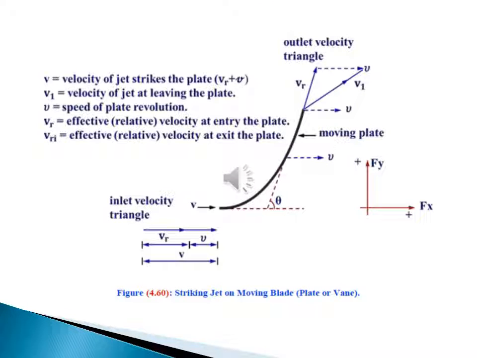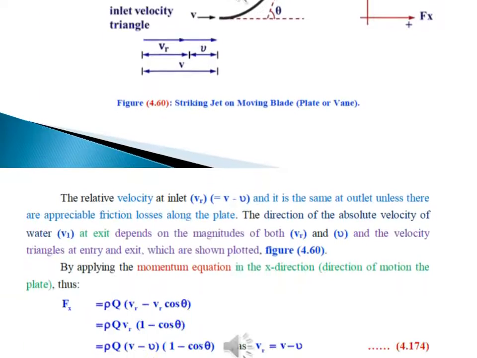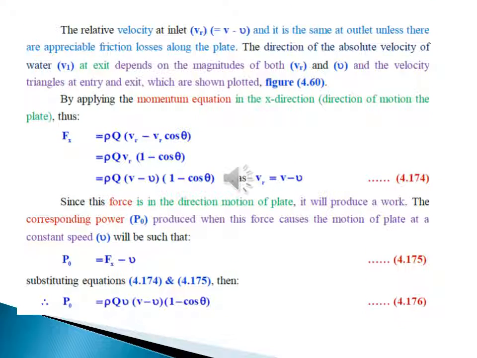A simple figure showing a striking jet on a moving plate or vane, as you see. The relative velocity at inlet Vr is equal to V minus epsilon, and it is the same at outlet, unless there are applicable friction losses along the plate. The direction of the absolute velocity of water V1 at exit depends on the magnitude of both Vr and epsilon, and the velocity triangles at entry and exit as shown in the previous figure.